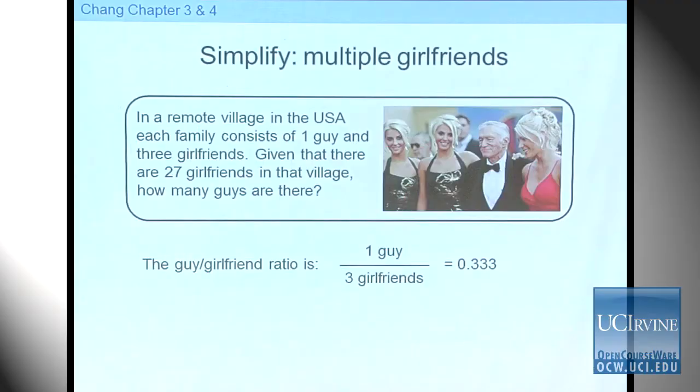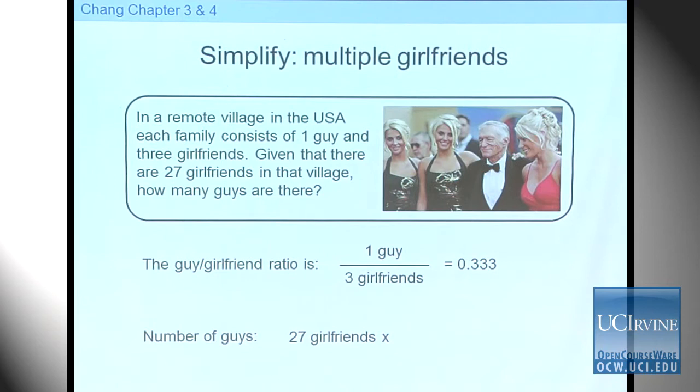Alright? So then what I can do with this ratio, I can do a conversion. Namely, 27 girlfriends has to be converted into guys. Okay? So I start with the number of girlfriends, 27.